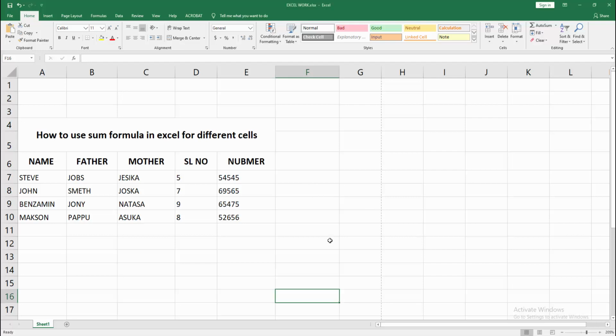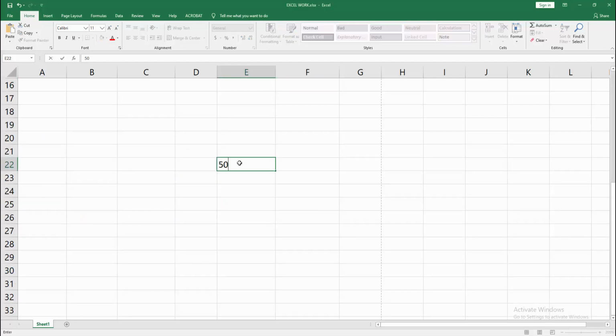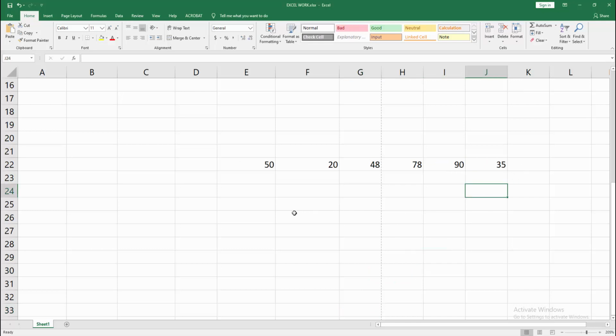At first, write some numbers. Now I am writing some numbers. Now we can see we have written some numbers. Now I want to make the sum with different cells. Select any cell. Now write a formula.